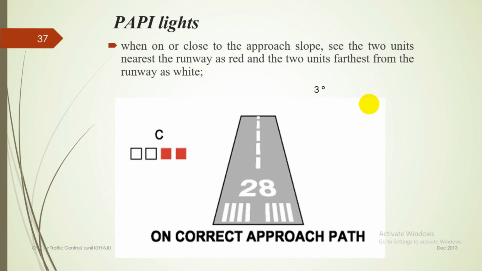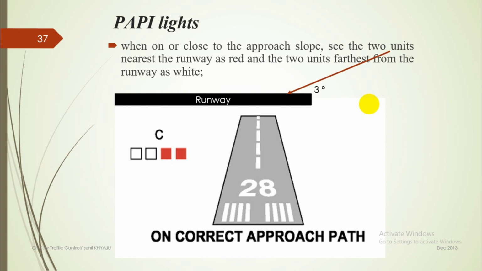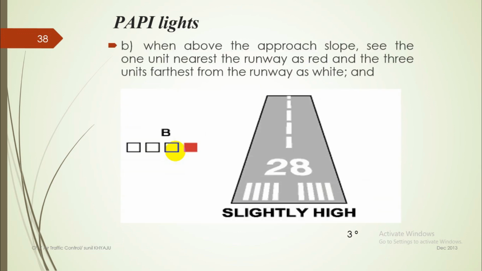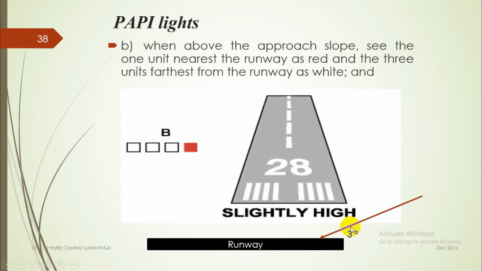When an aircraft approaching the runway is at the correct angle of descent, that is normally 3 degrees, the pilot sees the PAPI lights as 2 red nearer to the runway edge and white apart from the red, and this is the correct angle of descent that shows 2 red lights and 2 white lights.